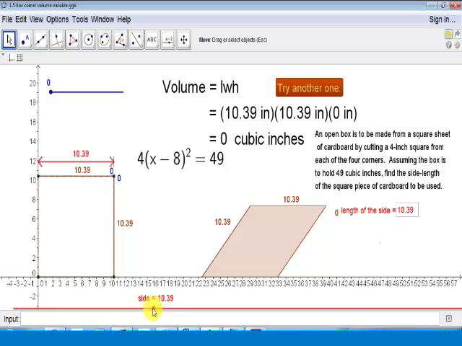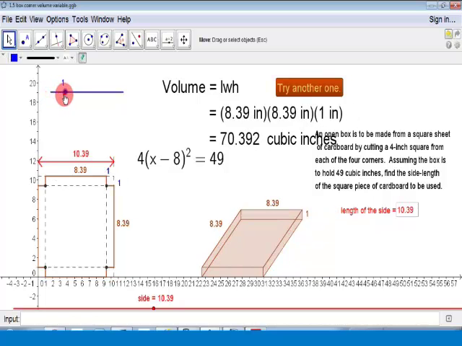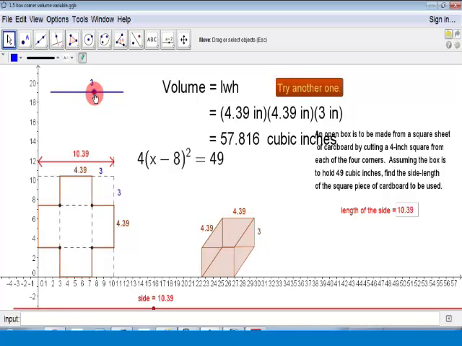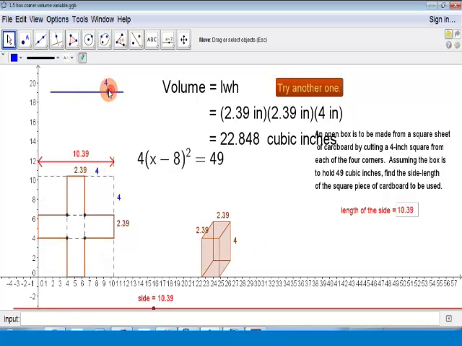11.5, something like that. So what we want to be able to do is cut squares out of the corners that are 4 inches. So we'll cut 4-inch squares out of that, and we want to have enough material left where we can fold up the corners and get a box that has a volume of 49 cubic inches. Well, if it starts out at 10.39 by 10.39, that's not going to be big enough. It's only going to leave us with a 22.8 something cubic inch box.